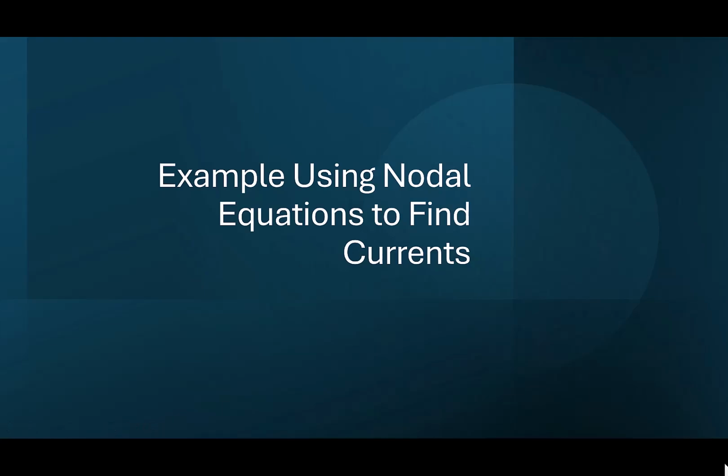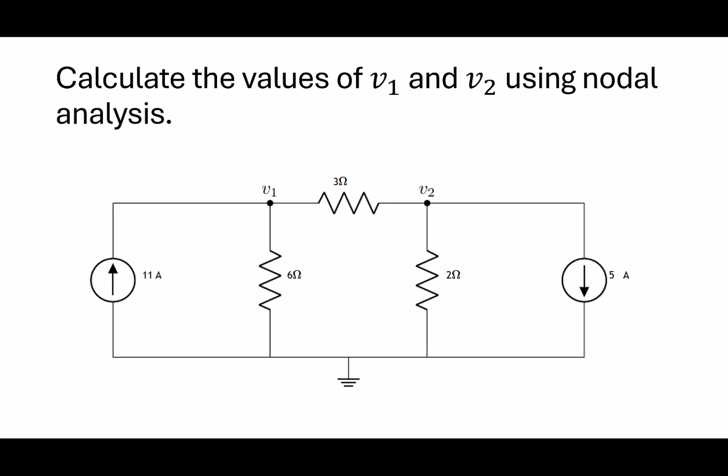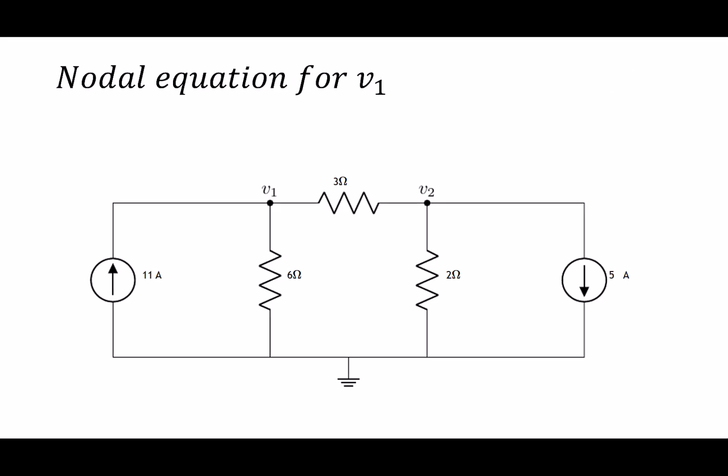Hi everybody, today we're doing an example of using nodal equations to find currents. We're going to calculate the values of V1 and V2 using nodal analysis for this circuit. Let's start by looking at V1. We know current entering the node is equal to current leaving the node.